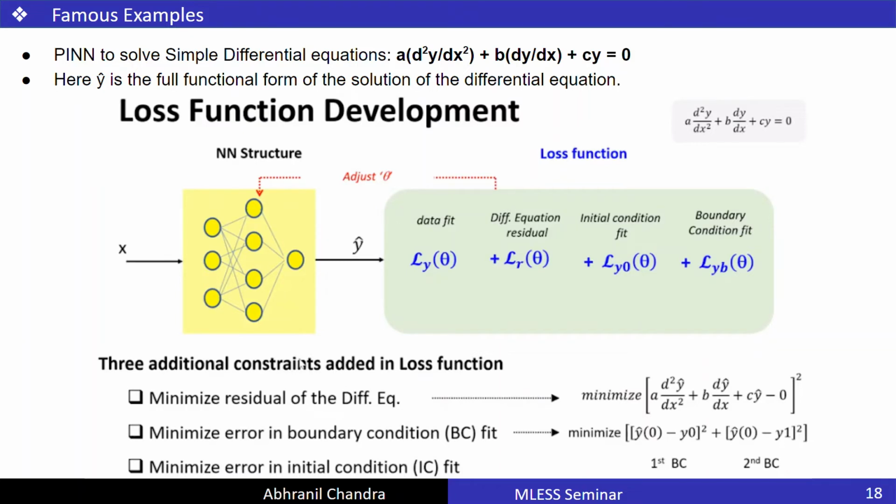Three additional constraints that we have added in the loss function are minimizing the residual of the differential equation, which is this part, minimizing error in the boundary condition fit, which is this part, and minimizing error in the initial condition fit. But in this case, since there are no initial conditions, it simply equals 0. But in more general cases, there will be a term for this as well.